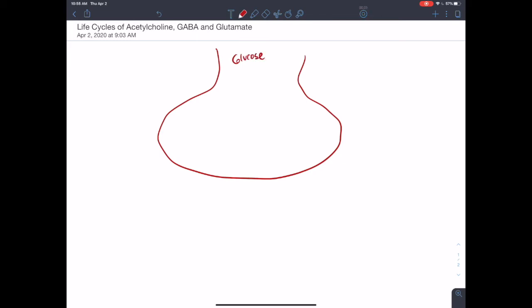Glucose is made into pyruvate thanks to cellular respiration, yada, yada, yada. Eventually, this makes acetyl-CoA. This acetyl-CoA plus choline is turned into acetylcholine, right? I hope that makes some bit of sense. Acetyl-CoA plus choline equals acetylcholine.